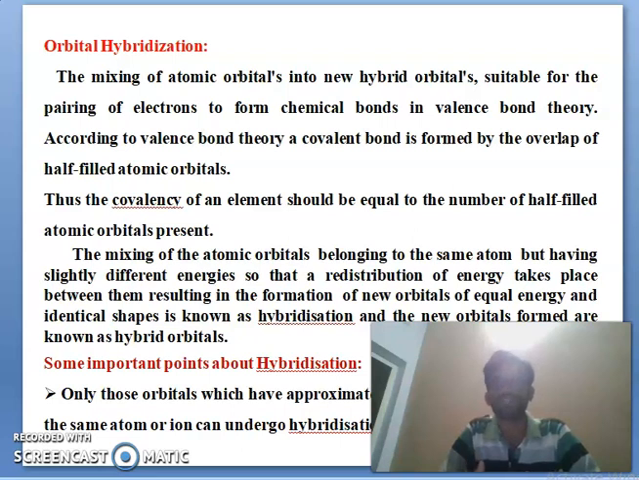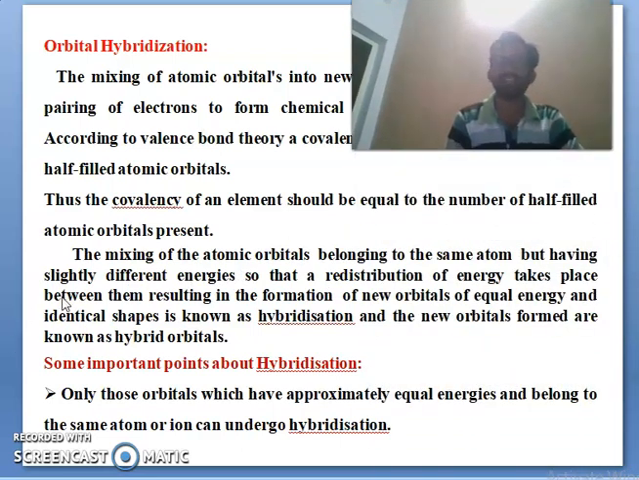According to the valence bond theory, a covalent bond is formed by the overlap of half-filled atomic orbitals. Thus, the covalence of an element should be equal to the number of half-filled atomic orbitals present. You can see here the mixing of atomic orbitals belonging to the same atom but having slightly different energies, so that a redistribution of energy takes place between them, resulting in the formation of new orbitals of equal energy and identical shapes, which is known as hybridization. The new orbitals formed are known as hybrid orbitals.